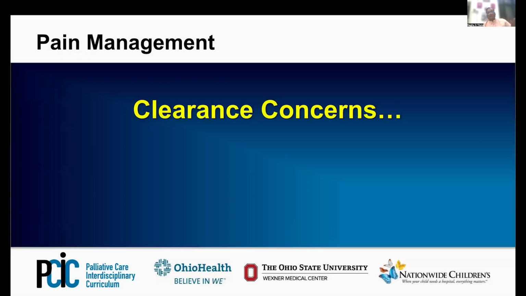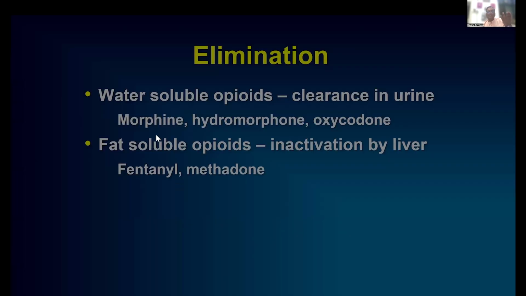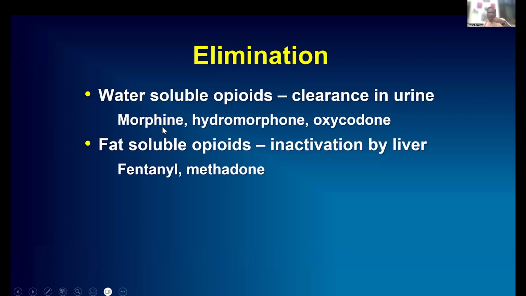Now, our most important concern is clearance. We are giving so much dose, and what happens? Most of the patients are dehydrated. Most of the patients may have some other comorbid conditions. What will happen to his clearance? If you go back to the metabolism or elimination, morphine is water soluble, and fentanyl and methadone are fat soluble. They are all inactivated by the liver. So we are not at all bothered about fentanyl and methadone in liver or kidney failure, but we are bothered about morphine because it is cleared by urine.